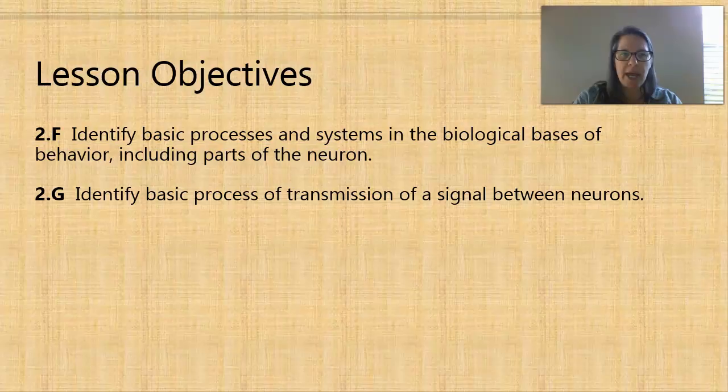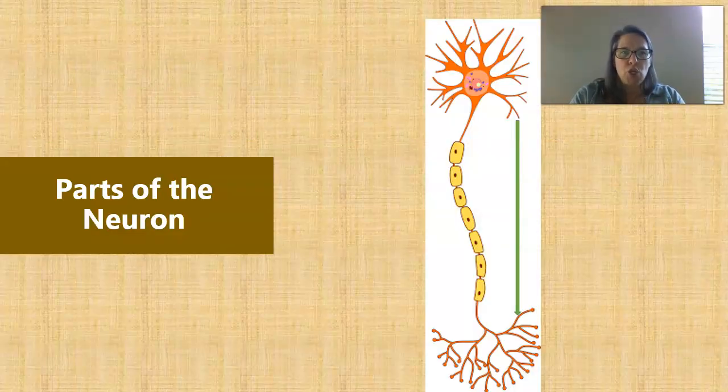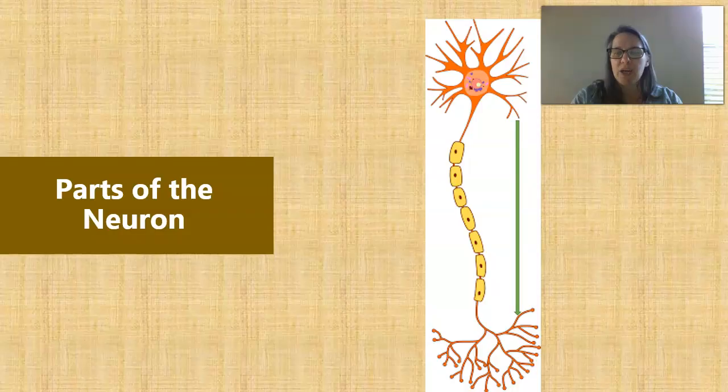So let's take a look at our objectives for this particular lesson. These are also on your Unit 4 unit guide. First, we're going to identify the basic processes and systems in the biological basis of behavior, including parts of the neuron. And then we are going to identify basic processes of transmission of a signal between neurons, so how they communicate. So we are going to start by diagramming a neuron.